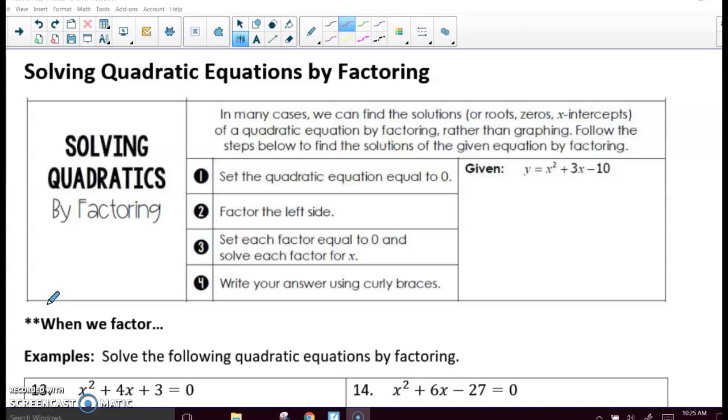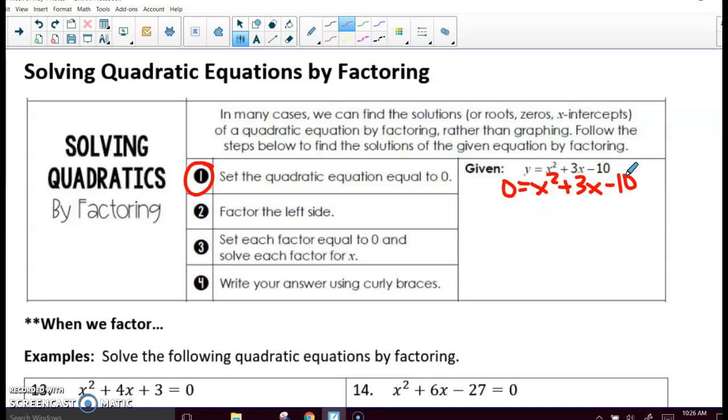Okay, so in many cases, we can find the solutions or roots, zeros, x-intercepts of a quadratic equation by factoring rather than graphing. So let's follow the steps. Step number 1. Set the quadratic equation equal to 0. So 0 equals x squared plus 3x minus 10. So I want to know, what can I put in there for x that will give me 0?